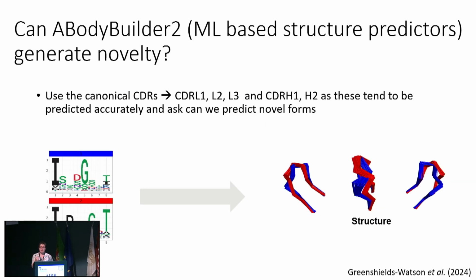So I'm going to ask a question that sort of has an obvious answer and sort of doesn't, which is, and I'm going to use ABodyBuilder2 as an example, but this would probably hold, and I have to say probably because I haven't tested hundreds of other methods, for any machine learning-based structure predictor. Can it generate novelty?